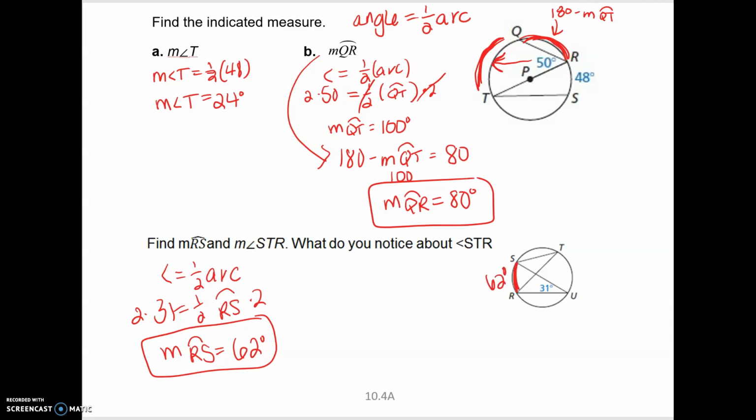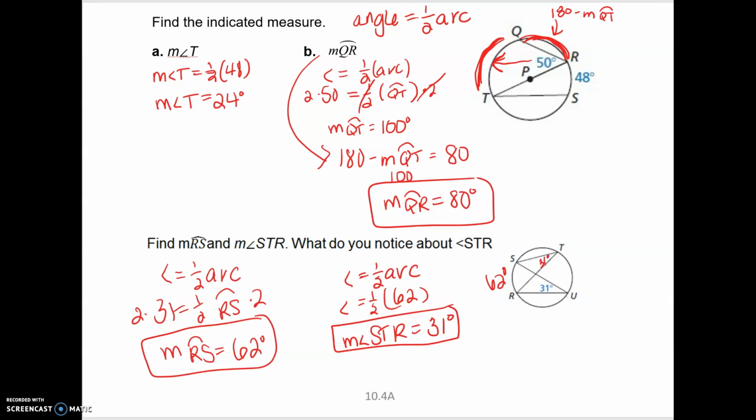The next thing it wanted us to figure out was the measure of angle STR. If I look, I made another shape that almost looks like an ice cream cone, very similar to what we did before. Remember, the angle is 1/2 of the arc. So now we know our arc is 62. So 1/2 of that tells me that the measure of angle STR is 31 degrees. So this is 31.